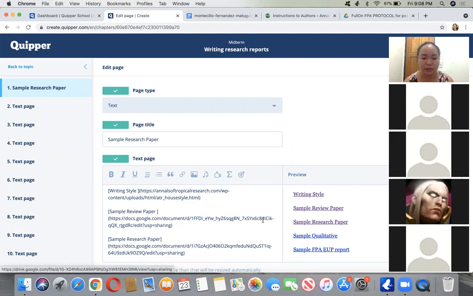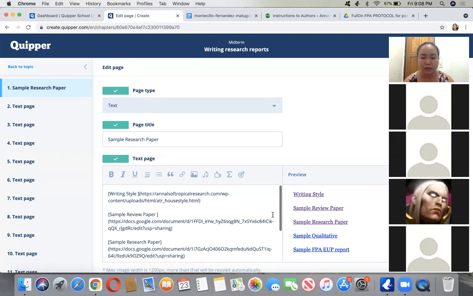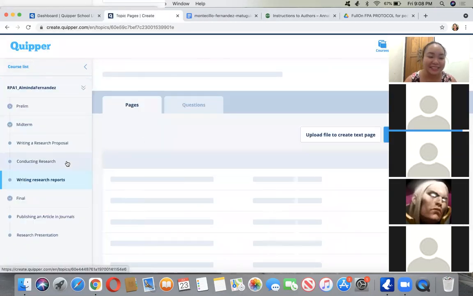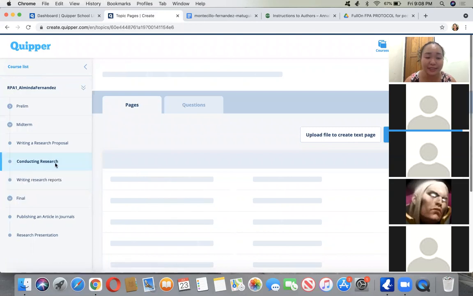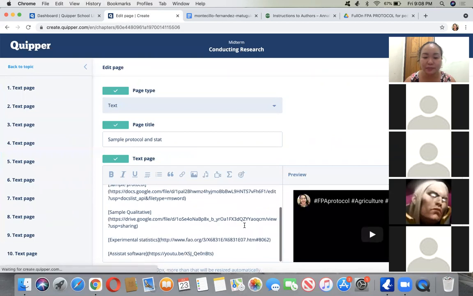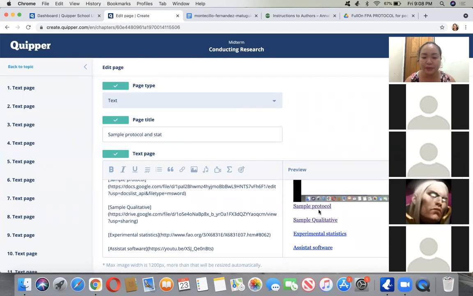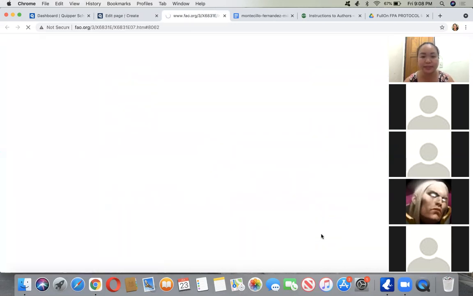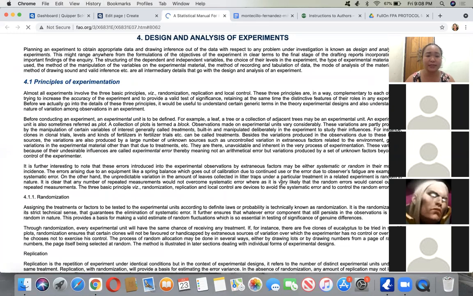After na ba dadaanan ang sample review paper? So, we are still on conducting research pala. So supposedly sample qualitative, but let's proceed with experimental statistics. But we only have 2 minutes na lang.